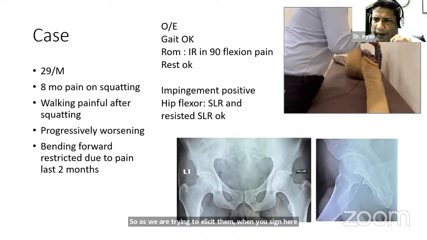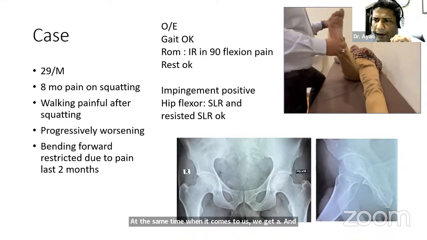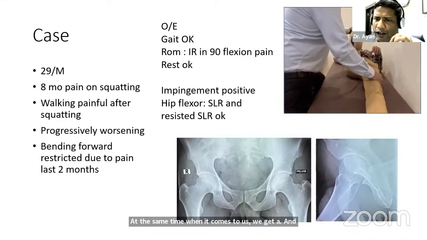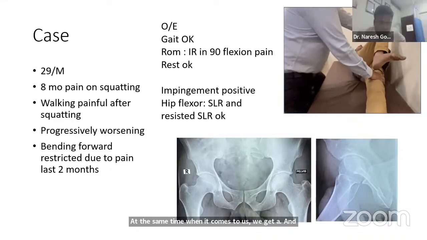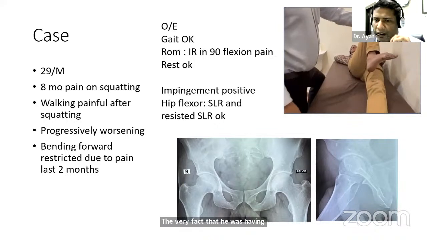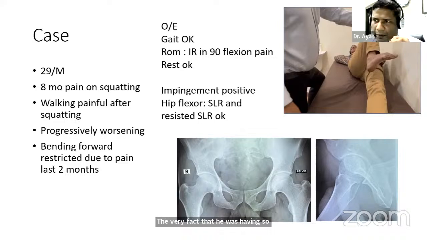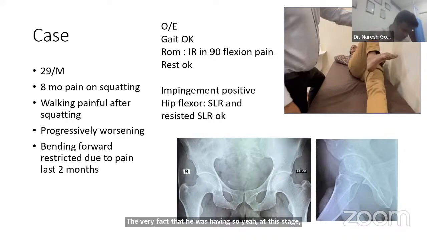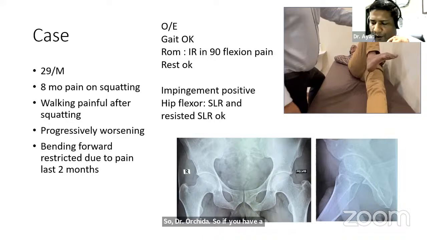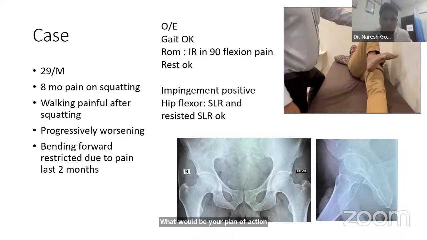At the same time, when he comes to us, we get a hip X-ray, and apparently a normal hip X-ray, both AP and lateral, looked okay. The very fact that he was having impingement. So yeah, at this stage, let me put this question to Dr. Uchida. So if you have a patient who has a positive impingement, what would be your plan of action at the first visit when you see such?